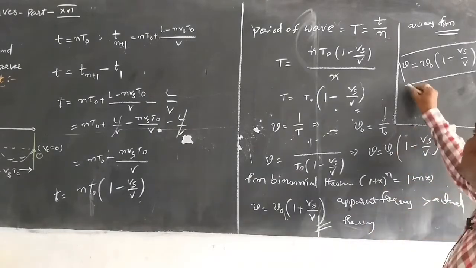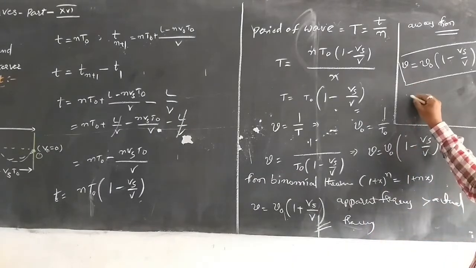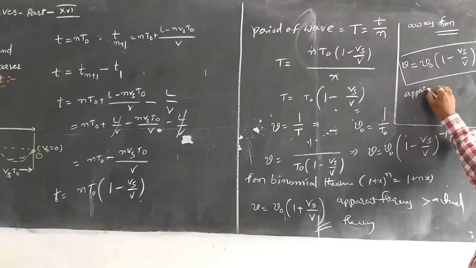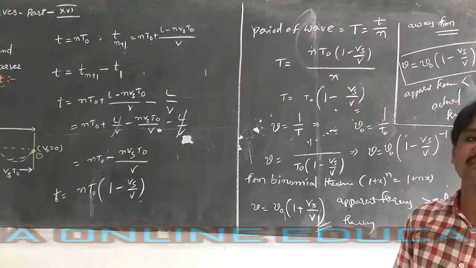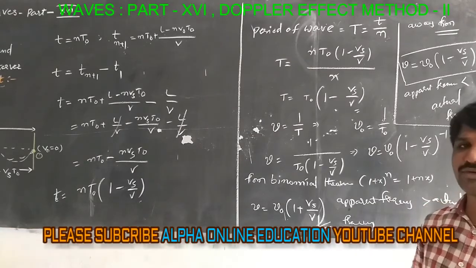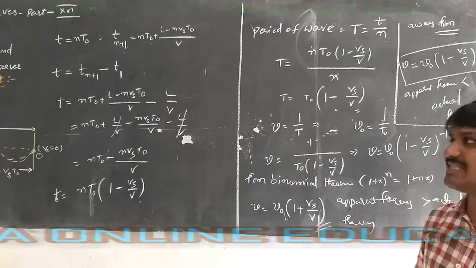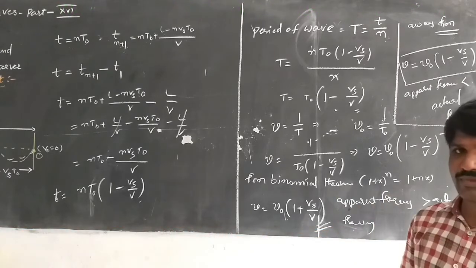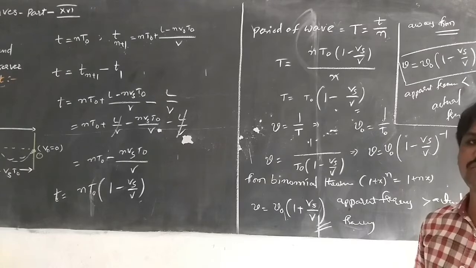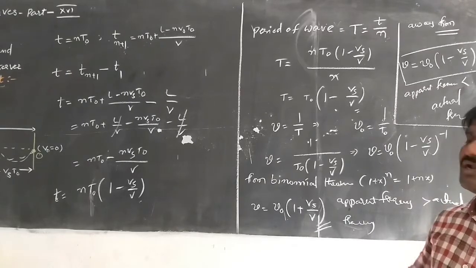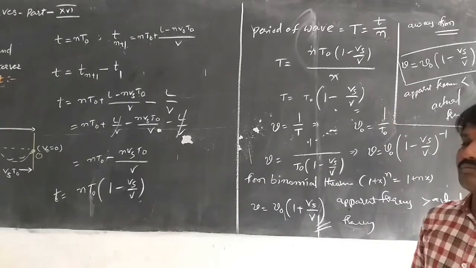In this case the apparent frequency is less than the actual frequency whenever the source is moving away from an observer. This is method 2 for the Doppler effect, when the source is moving towards an observer and away from an observer. Thank you.